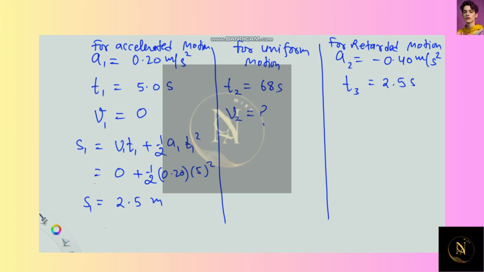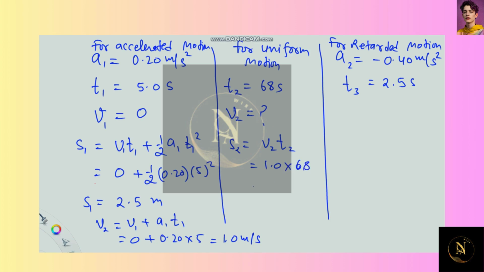Then we find v2 using first equation of motion. v2 is equal to v1 plus a1 t1 means 0 plus 0.20 multiplied by 5, and it comes out to be equal to 1.0 meter per second. So now for uniform motion, distance traveled simply will be given by distance is equal to speed into time, speed v2, 1.0 meter per second, already we have found, t2 68 seconds, so it comes out to be equal to 68 meter.